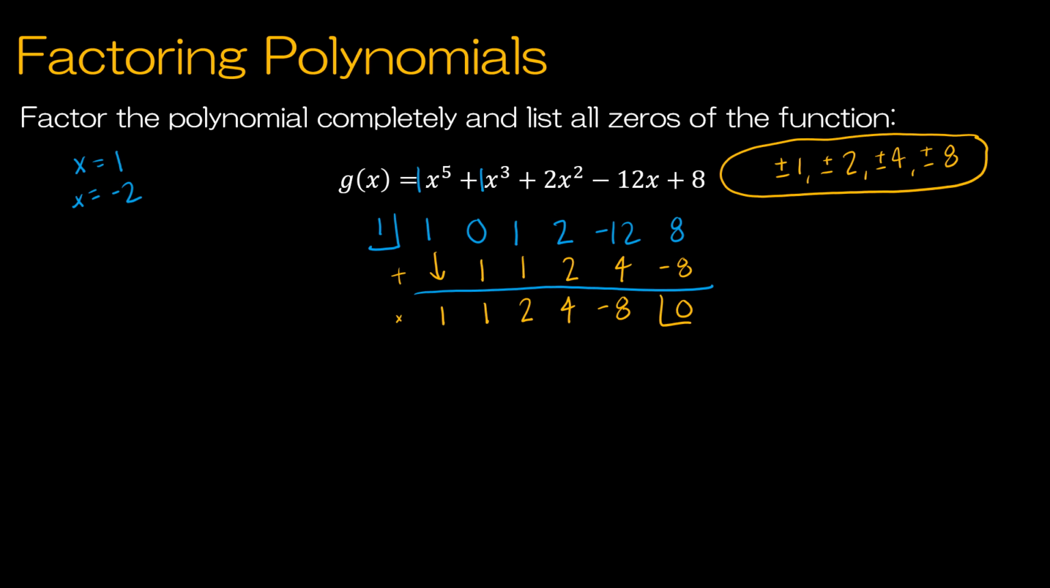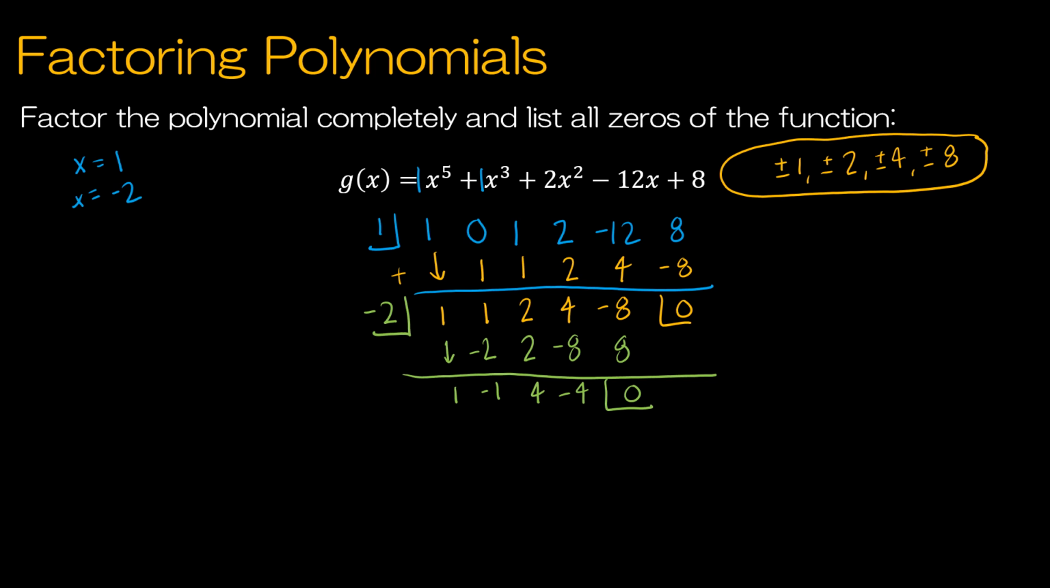So now I'm going to use negative 2 to see what I have left and figure out where to go from there. So I've got 1, negative 2 times 1 is negative 2, I add them to get negative 1, negative 2 times negative 1 is positive 2, I add them to get 4, negative 2 times 4 is negative 8, I add those to get negative 4, negative 2 times negative 4 is positive 8, I add those to get 0.